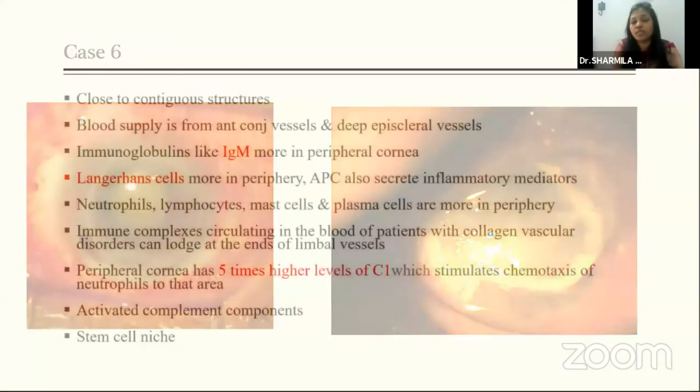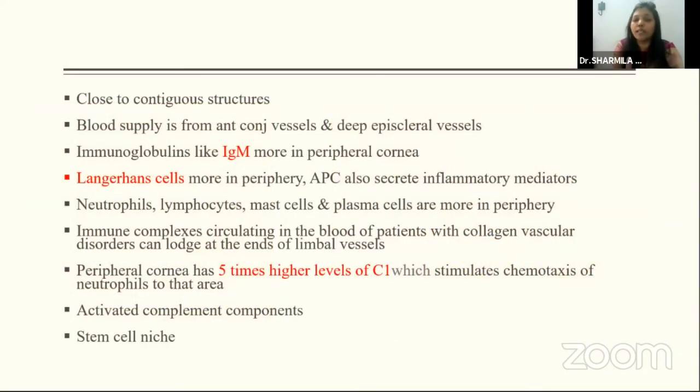Another important question, which is a favorite question for examiners, is why is it more common in the periphery? These are the reasons for it. You have immunoglobulin M more in the peripheral cornea, Langerhans cells and antigen-presenting cells, neutrophils, lymphocytes, mast cells and plasma cells more in the periphery. You also have 5 times higher levels of C1 in the peripheral cornea.